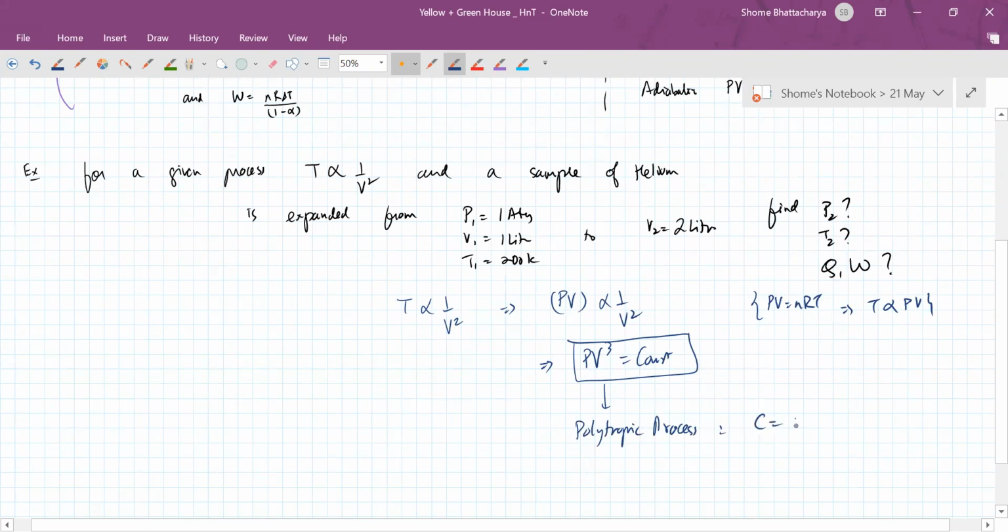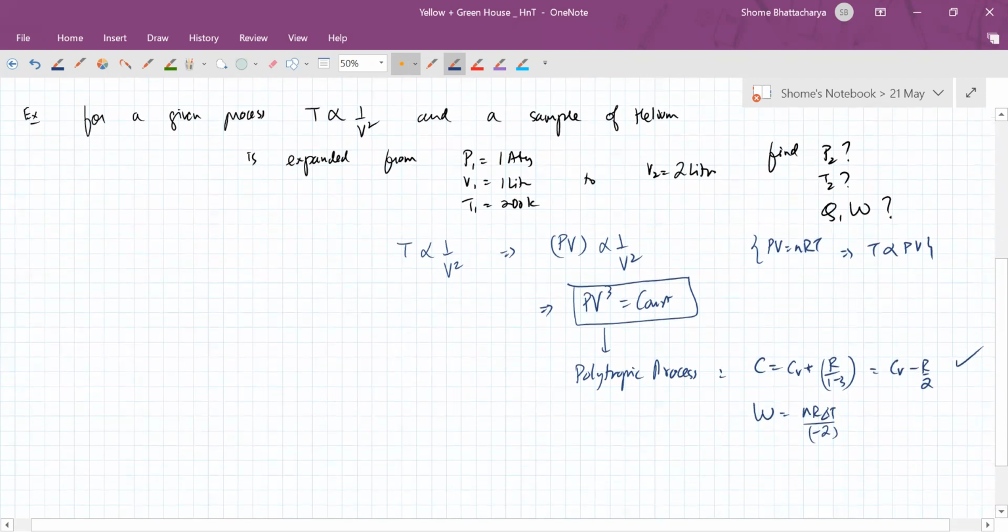With C equal to Cv plus R upon 1 minus 3, so Cv minus R by 2. And W equal to nR delta T upon minus 2. So this is that interesting type of process where if the temperature increases, there's actually a compression happening. Work is done on the gas. So anyhow, now let's look at this.